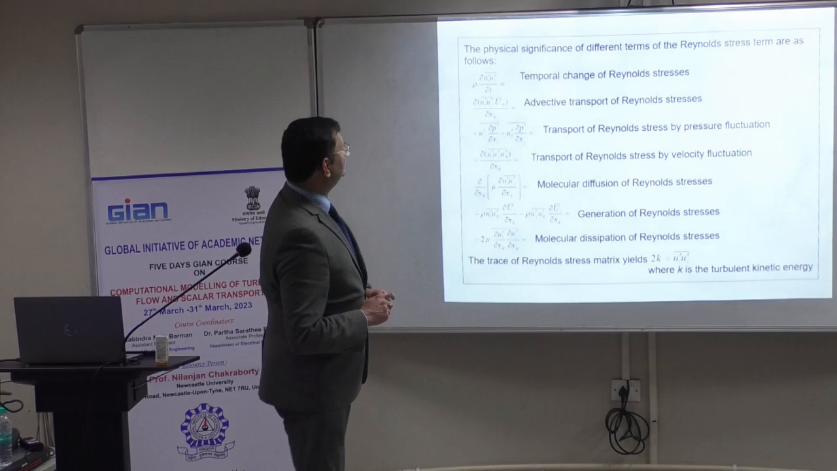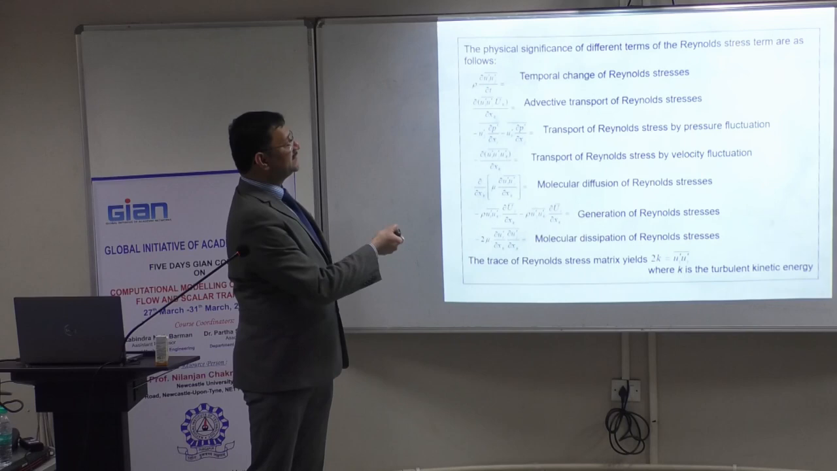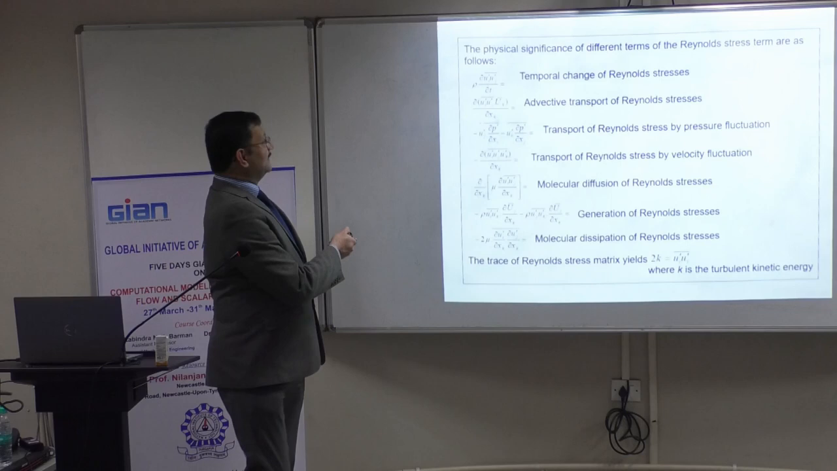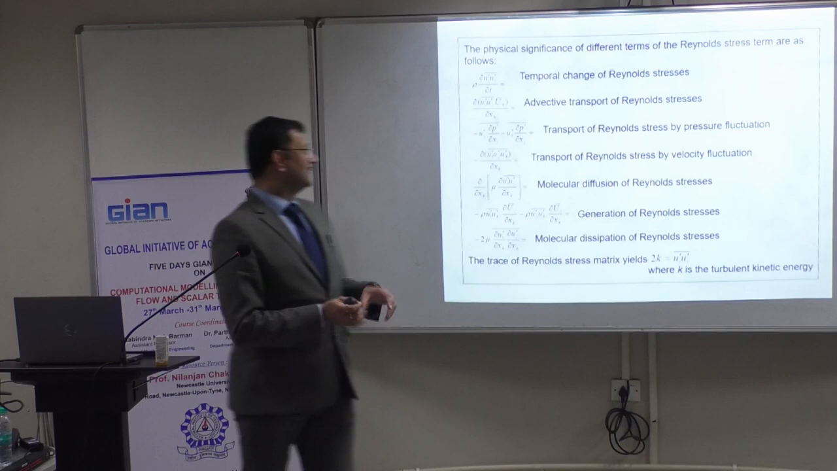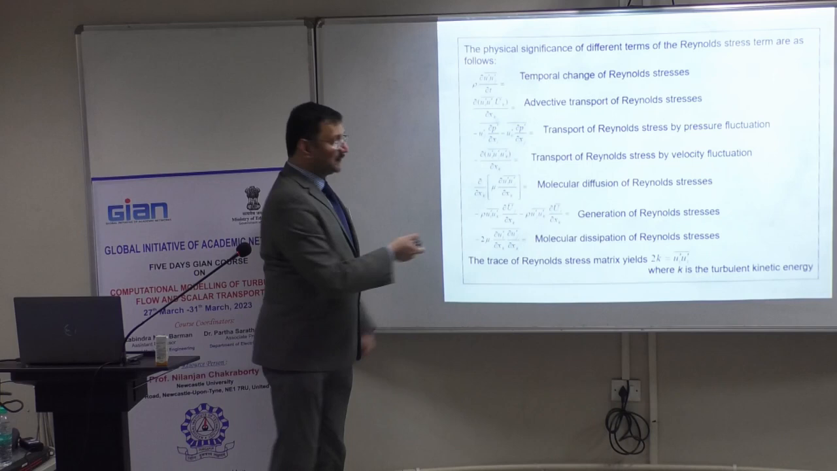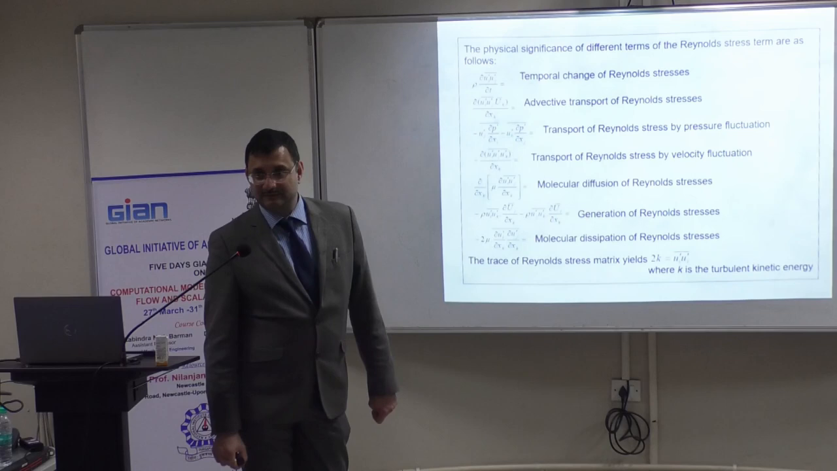Now, just to describe, the first term is the temporal change of Reynolds stress. Second one on the left hand side, this one is the advection term. This is the pressure fluctuation transport. Once again, transport, no generation. Okay? That means redistribution is taking place. This one is the transport of Reynolds stress by velocity fluctuation. This is the molecular diffusion of Reynolds stresses, and then generation of Reynolds stresses.